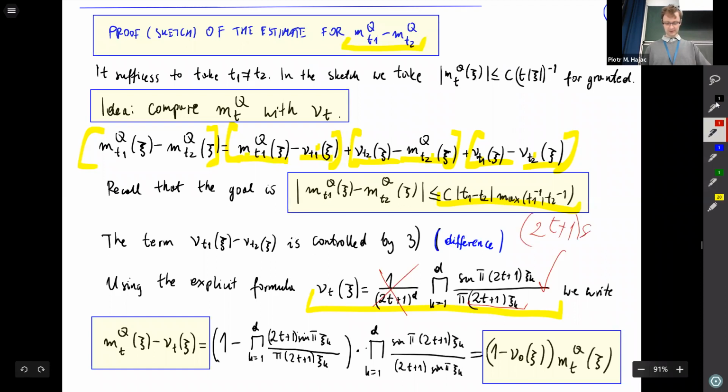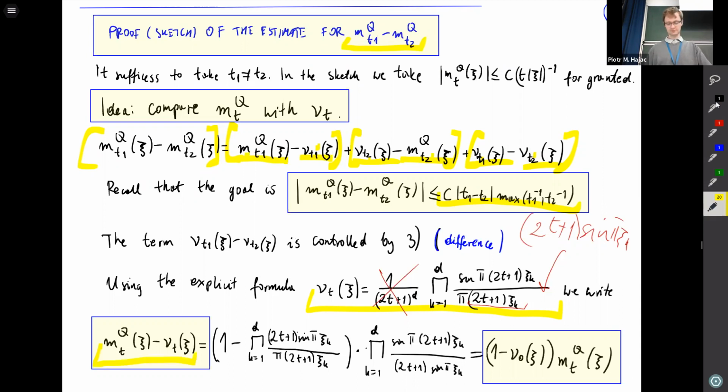2 times t plus 1 times sine of pi ck, which means that the discrete thing was larger, because sine of pi ck is smaller than pi ck. So if we reverse the denominator with the numerator, you get a larger thing. So in a way, the discrete thing is larger, but not so much larger. Gauss really travels. Okay, so if you write explicitly the formulas for the difference, it's this.